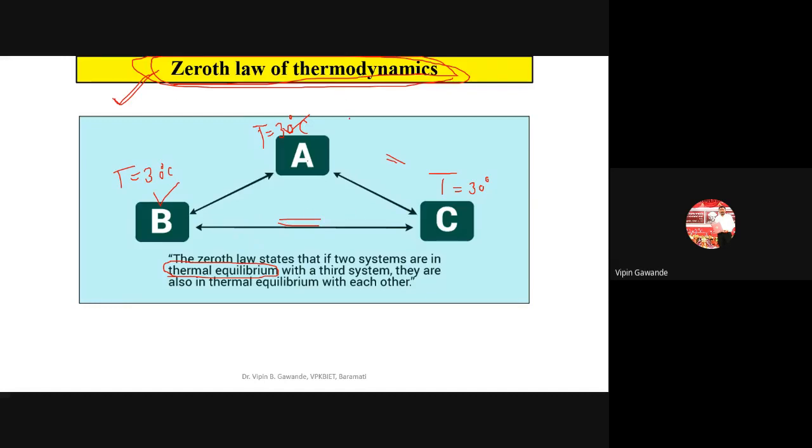So what is this zeroth law of thermodynamics? The zeroth law says if two systems, suppose this is A and B, are in thermal equilibrium with the third system, then they are also in thermal equilibrium with each other. So if A and B, and A and C are in thermal equilibrium, then B and C are in thermal equilibrium. That is called the zeroth law of thermodynamics.